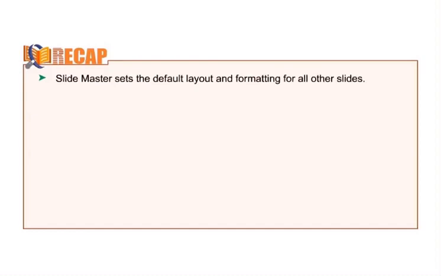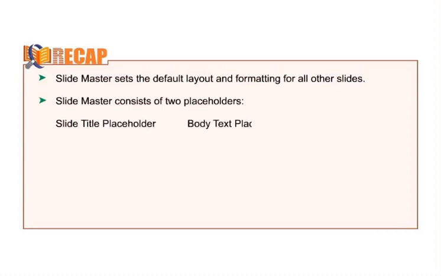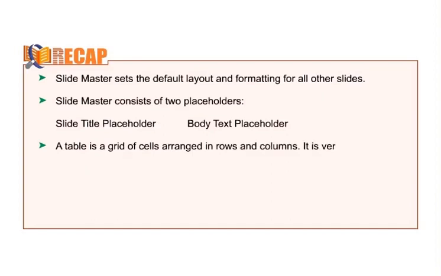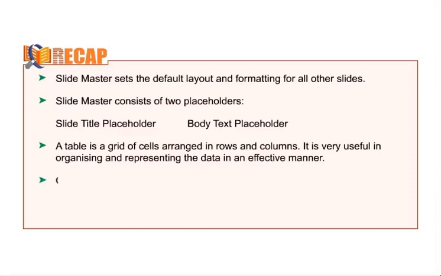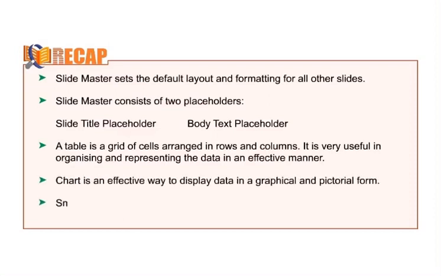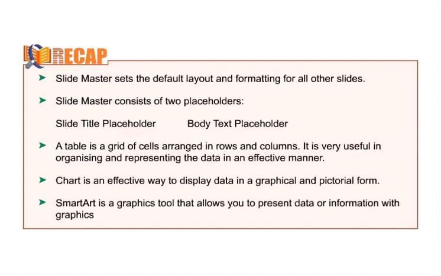Students, let's go through the recap of this chapter. Slide Master sets the default layout and formatting for all other slides. Slide Master consists of two placeholders: Slide Title placeholder and Body Text placeholder. A table is a grid of cells arranged in rows and columns. It is very useful in organizing and representing the data in an effective manner. A chart is an effective way to display data in a graphical and pictorial form. SmartArt is a graphics tool that allows you to present data or information with graphics instead of just using text.